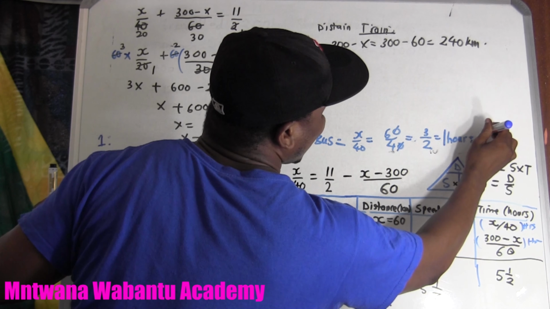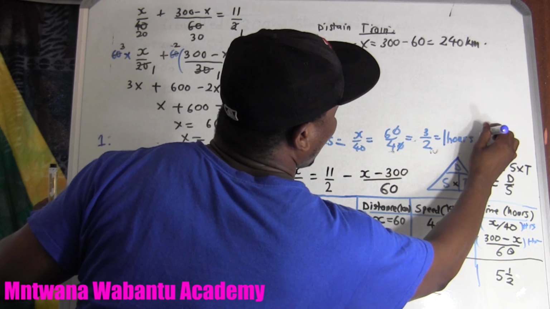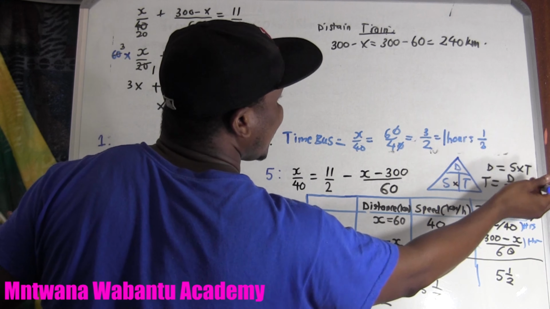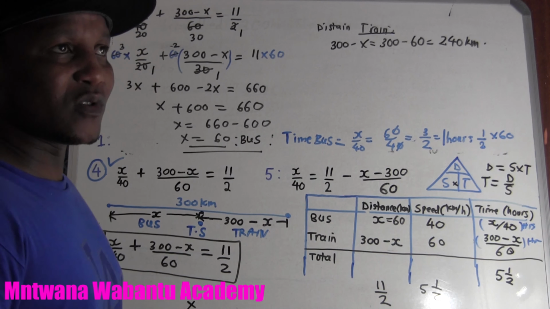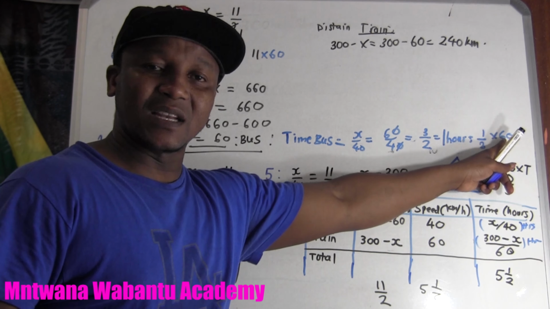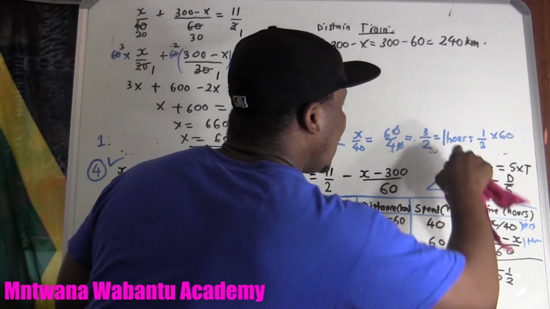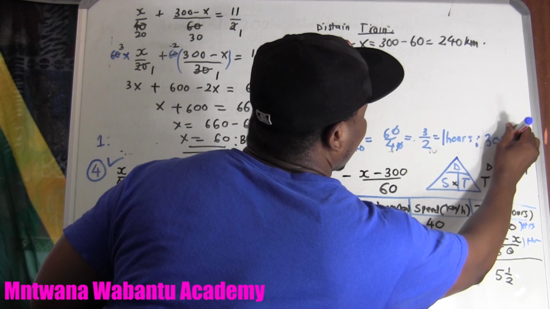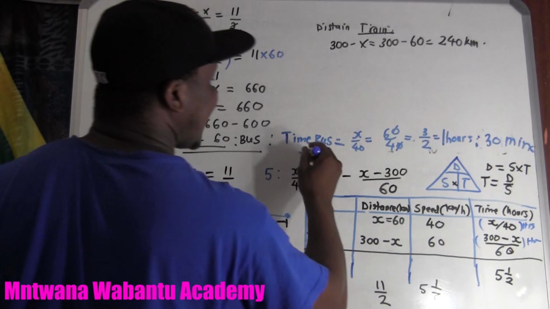But I will be left with what? With a half here, because there's a 2. How many 2s in 3? 1. And we're left with 1 over 2. But a half is like 30 minutes, because you can multiply this by 60 to have it in minutes. So half times 60 equal to 30. So time is going to be 1 hour and 30 minutes. 1 hour and 30 minutes was covered by bus. So this is bus time.